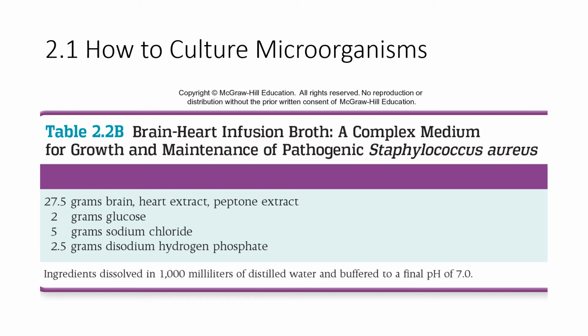Whereas on the flip side, complex, don't know. 27.5 grams of brain heart extract, peptone extract. Peptone, if you think back from your high school biology, is an enzyme. I can't remember if it's stomach or small intestine, that helps digest, break down your food. So you're going to incubate it with the brain, heart. You're going to dry out brain, dry out hearts from sheep. You're going to grind them up, put them in water, add the peptone. Peptone's going to break it up. So again, we don't know how much and of what's there.